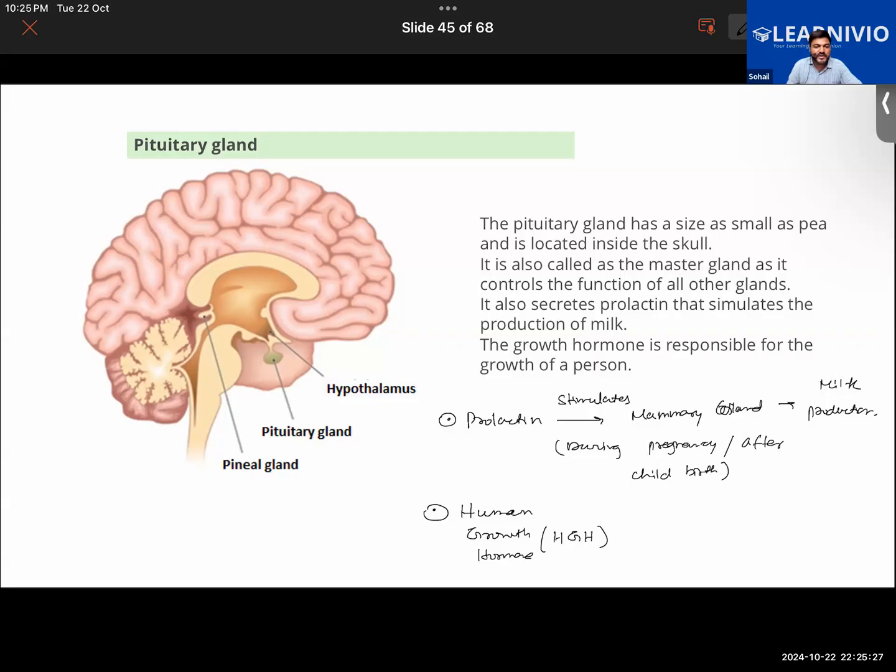Plus, it also regulates the amount of fat, different tissues, and the amount of muscles in our body. Got this now? So it regulates the growth of the body, and in some manner, it also regulates the metabolism of the body. But the main function is that it is responsible for growth of the body.